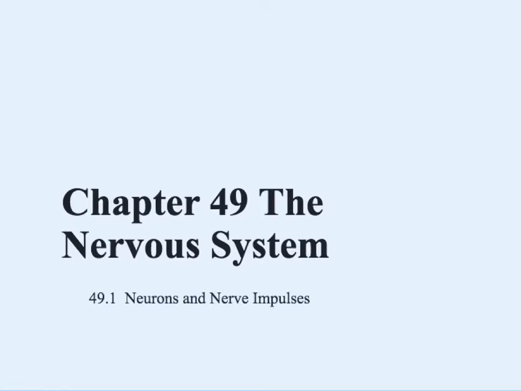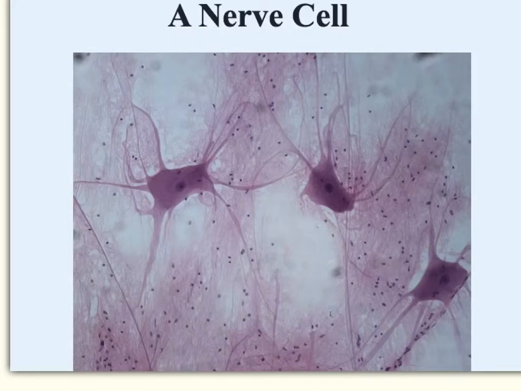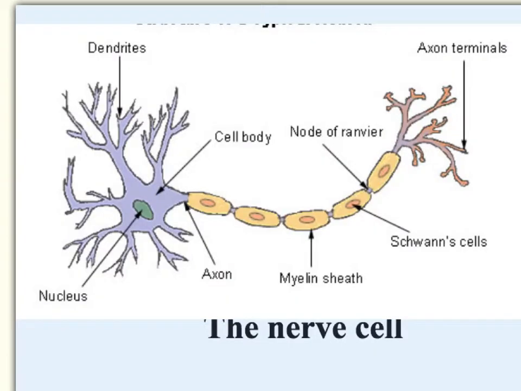Chapter 49 is on the nervous system, and we're going to go through 49.1, which talks about neurons and nerve impulses. So we looked at this yesterday. This is a picture of some nerve cells, and we filled this out yesterday. We talked about the cell body, which contains the nucleus, which is right here.